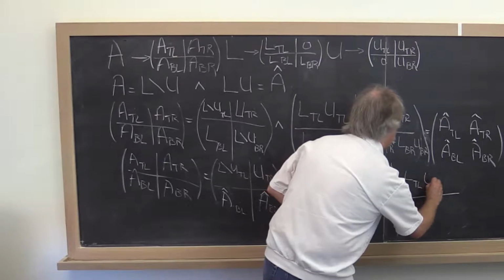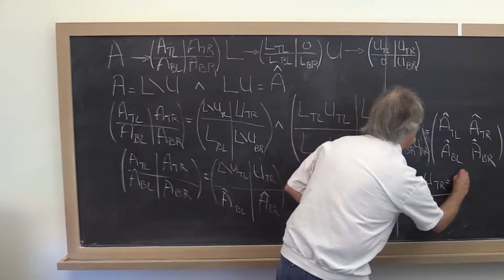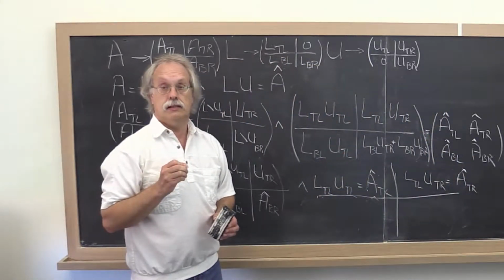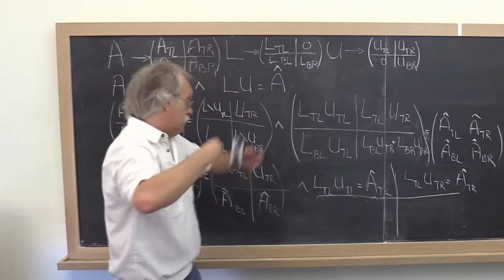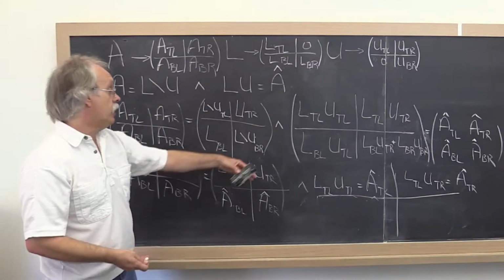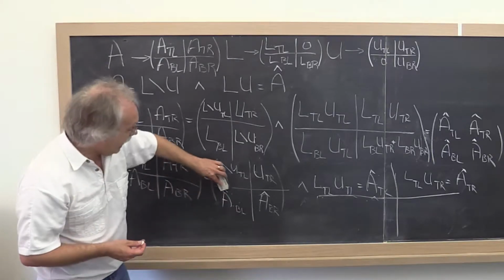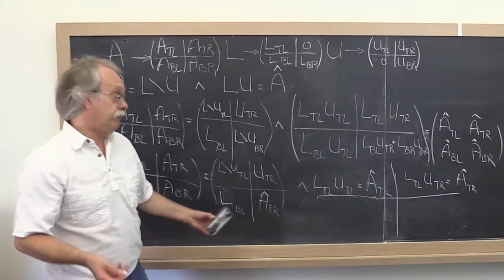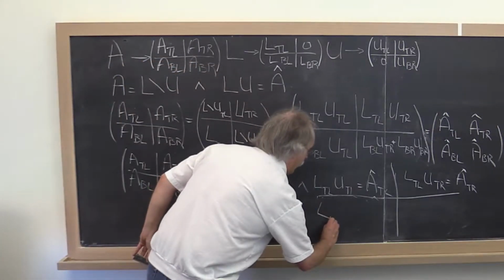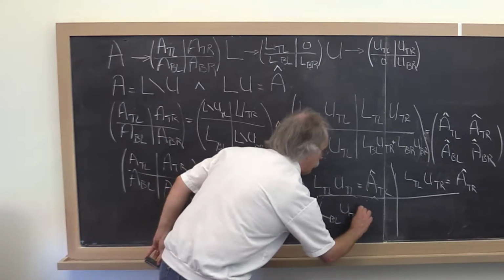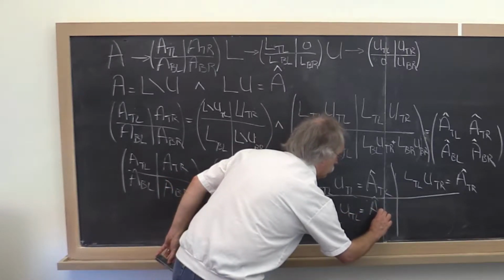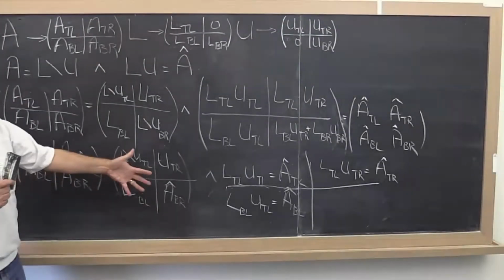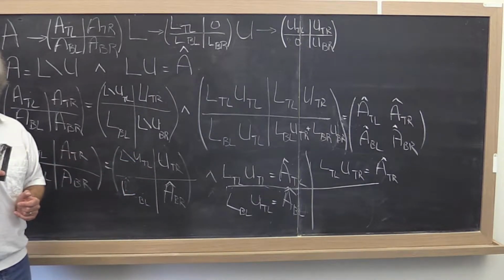L top left times U top right is equal to A top right hat. All right? Now, what's the natural next step? Well, we could say U top right has already been computed and L bottom left has already been computed. And if we do that, we need to throw back in that L bottom left times U top left is equal to A bottom left hat. So now this is loop invariant number 4.